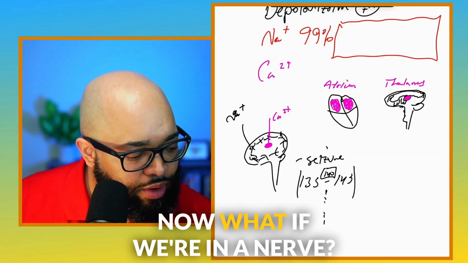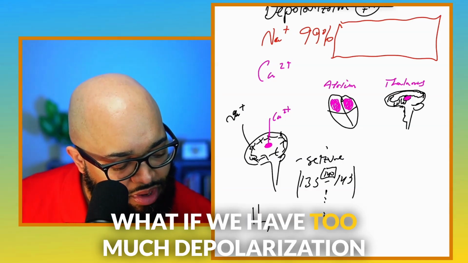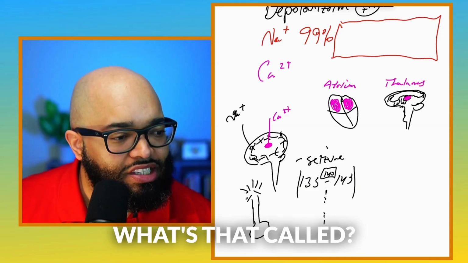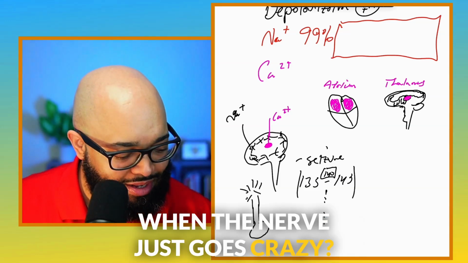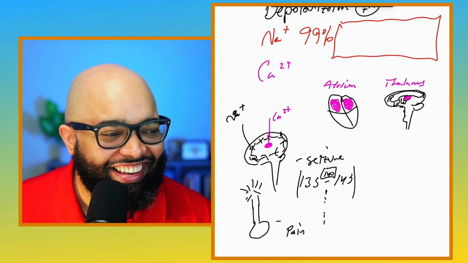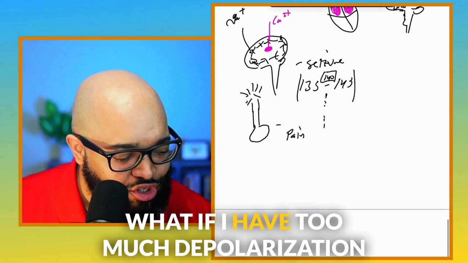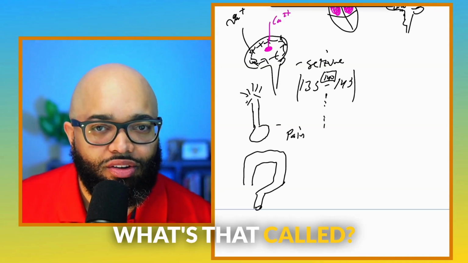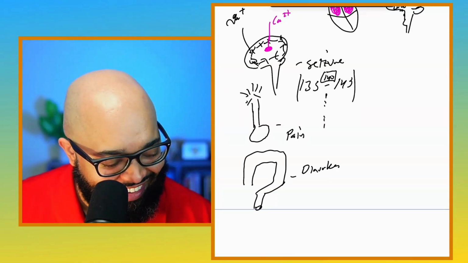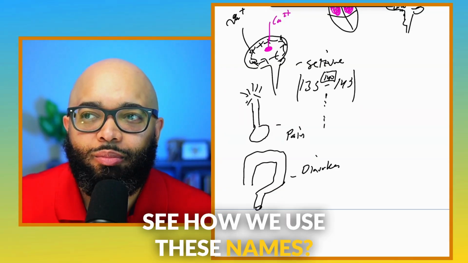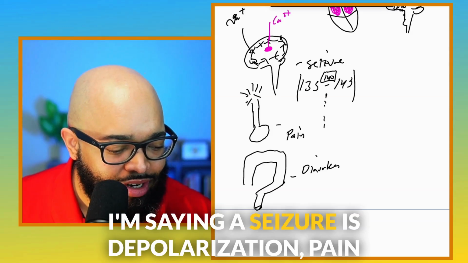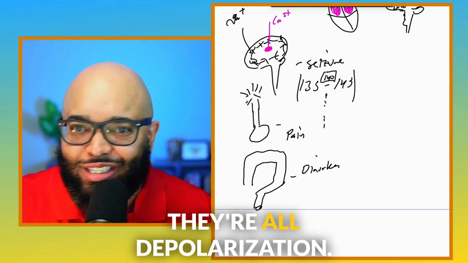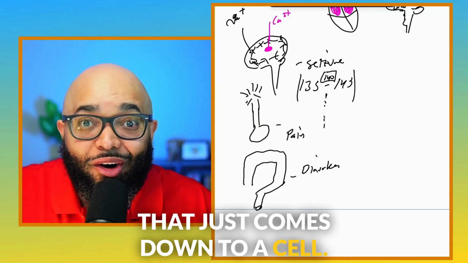Okay? Now, what if we're in a nerve? What if we have too much depolarization in a nerve? What's that called? When the nerve just goes crazy, we call that pain. Okay? What if I have too much depolarization happening in the gut? What's that called? Diarrhea. See how we use these names? But all I'm saying is, a seizure is depolarization. Pain is depolarization. Diarrhea is depolarization. They're all depolarization that just comes down to a cell.